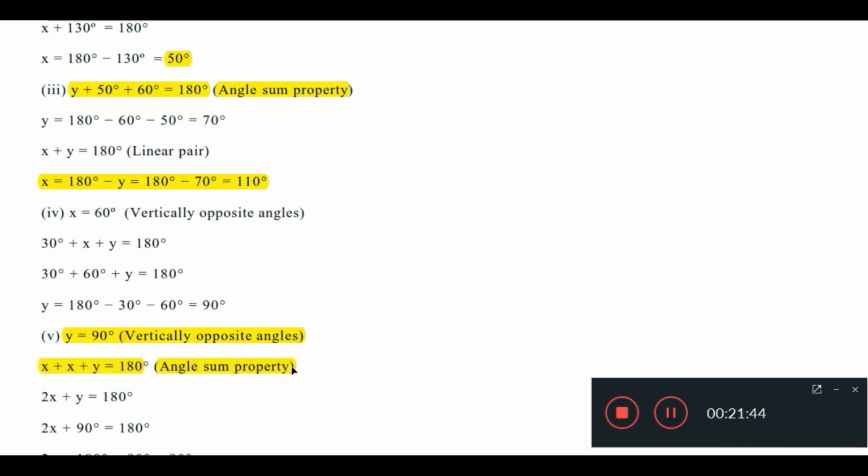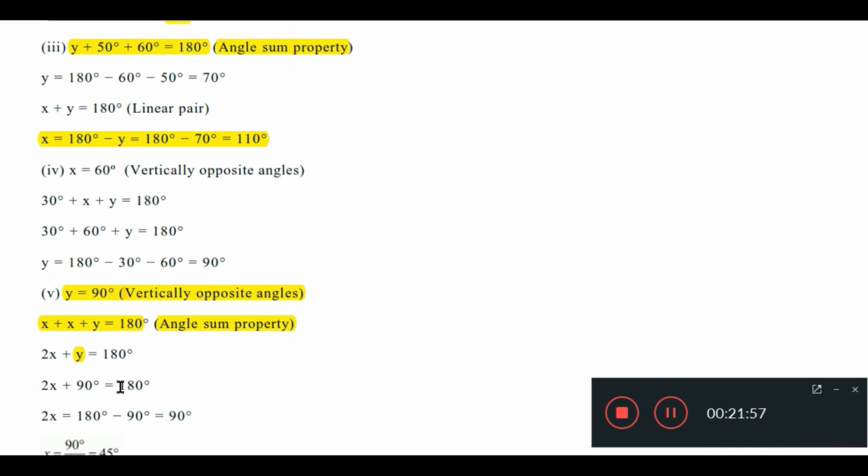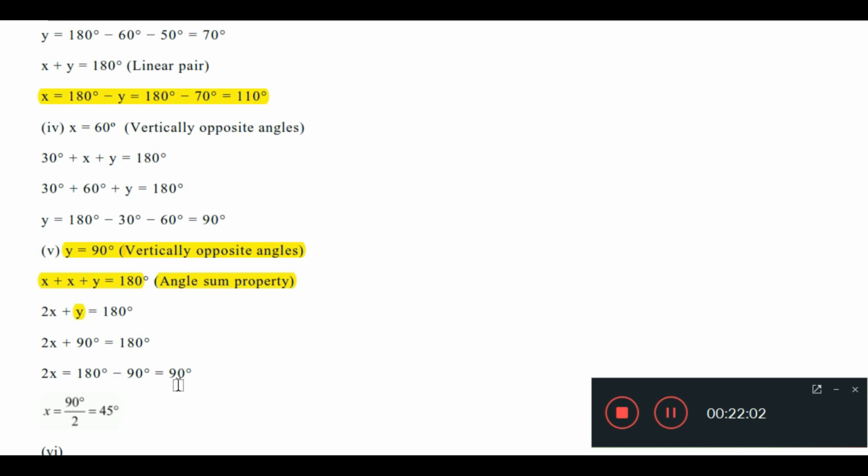We already know this. The sum of all interior angles is equals to 180 degree. So x plus x equals to 2x plus y equals to 180 degree. And we already calculated the value of y, which is 90 degree. So 2x plus 90 equals to 180 degree. So 2x equals to 180 minus 90, which is equals to 90 degree. And as we have solved above, when we have a variable and a constant together, the constant number will go to the denominator. So x equals to 90 upon 2, which is equals to 45 degree. Okay, see this carefully.